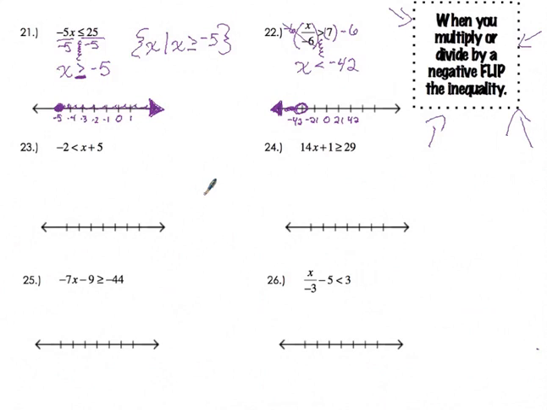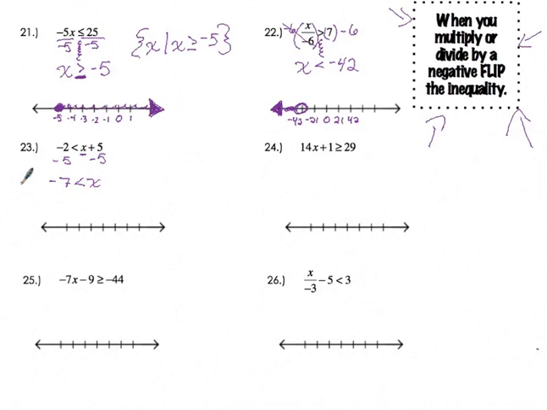Number 23. I have negative 2 is less than x plus 5. Well, here's my x. I got to get rid of that 5. How do I get rid of it? Okay. I'll subtract 5 from both sides. So I end up with an x on the right, copy down my symbol, and then I have a negative 7. Why did I not flip my inequality this time? That was a negative 5. That's right, it was just subtraction. It wasn't multiplication or division, so I didn't need to flip the inequality.